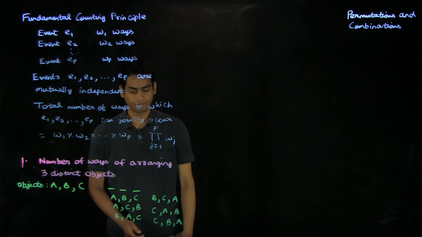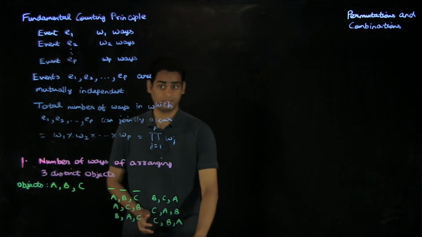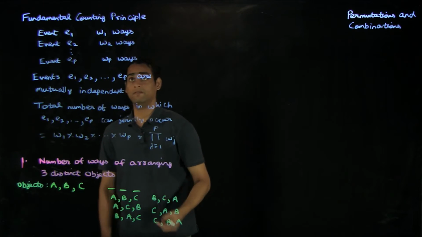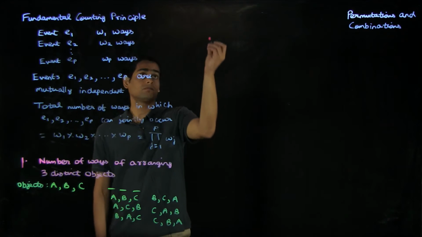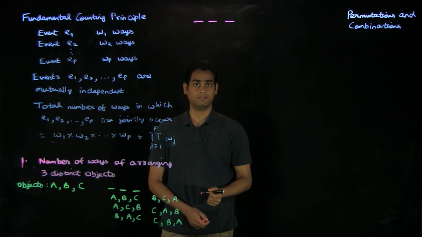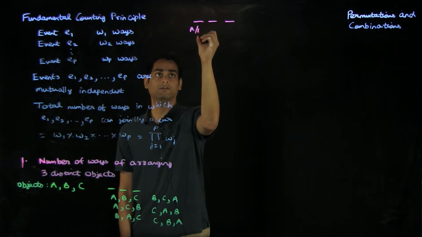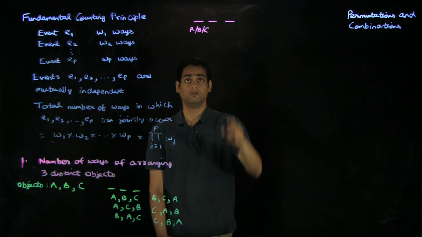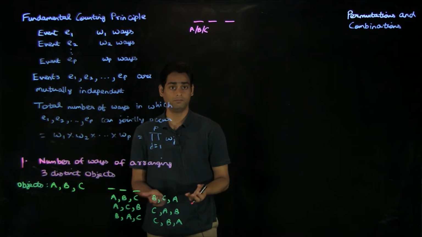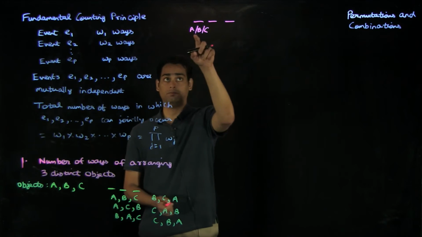The 6 different ways are listed here. A way to arrive at this result without enumerating all the different ways can be done as follows, using the fundamental counting principle. Since we have 3 different spots to place the objects A, B, and C, note that in the first place you could have either A or B or C. So far we have not placed any objects in any of the spots, and so in the first spot we have 3 different choices for putting an object in that spot. So you could put either A, B, or C.